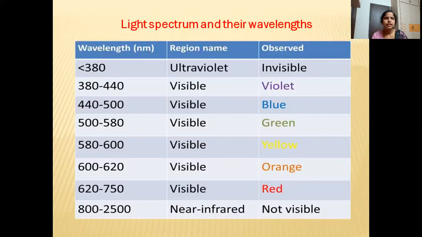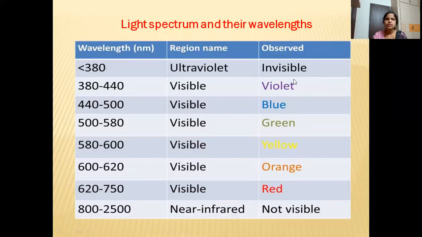And this is the light spectrum and their wavelengths. So the white light, when it is passed through a prism, will break up into VIBGYOR, and all these are different wavelengths. And red light will have the higher wavelength, which is 620 to 750 nanometers. Greater than that will be near IR, which is not visible to our naked eye. And lesser than 380 is ultraviolet rays, which also are not visible.